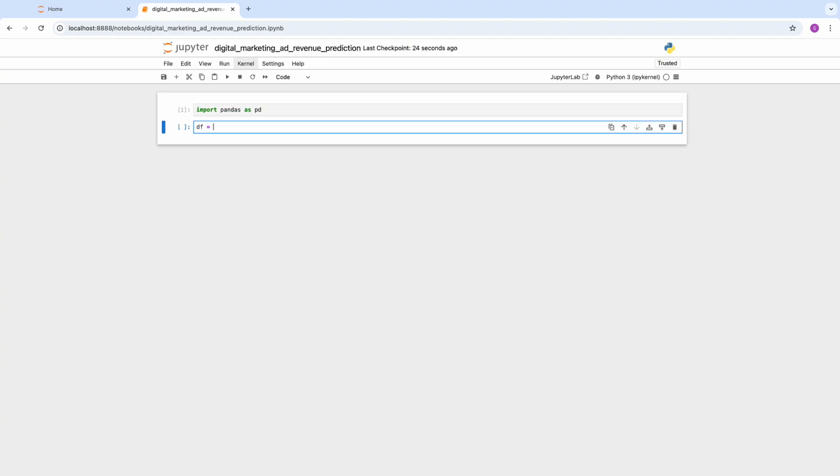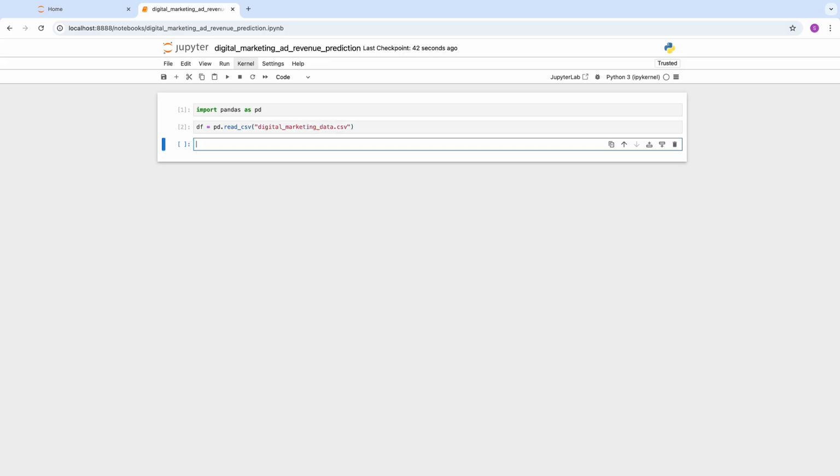All right, let's get started by creating a new Jupyter notebook. We'll begin by importing pandas, one of the most common Python libraries for working with structured data. Then we'll load our digital marketing dataset using the read_csv function. Let's take a quick look at the first few rows with df.head().